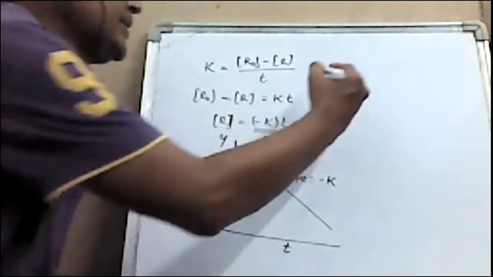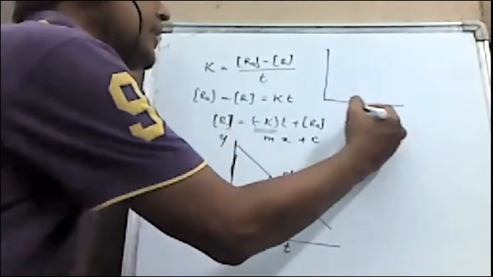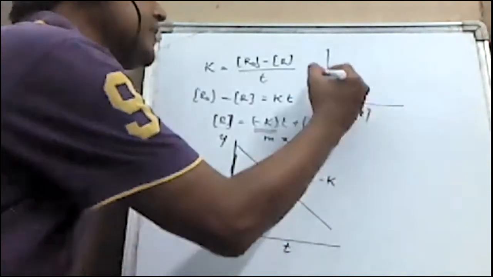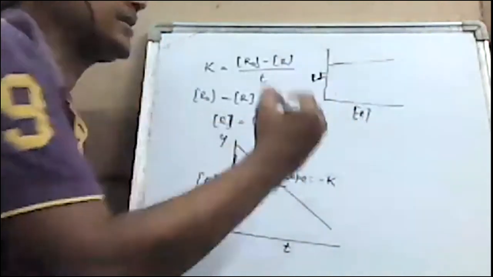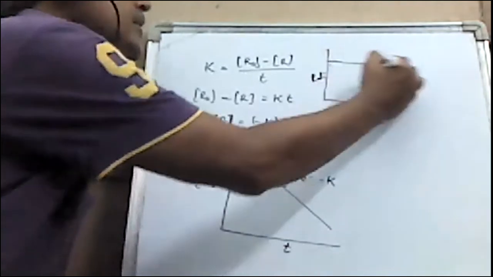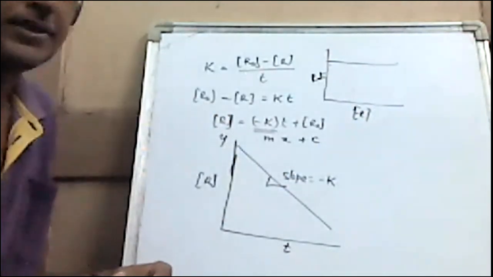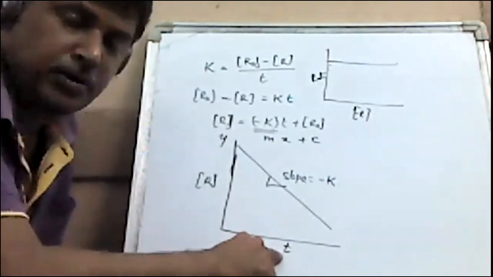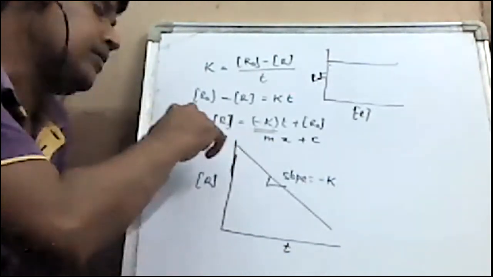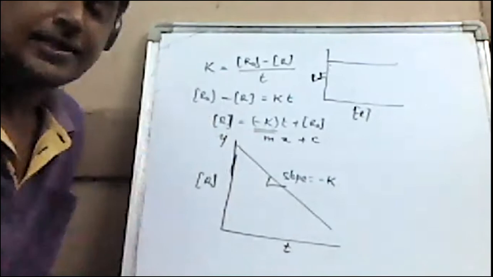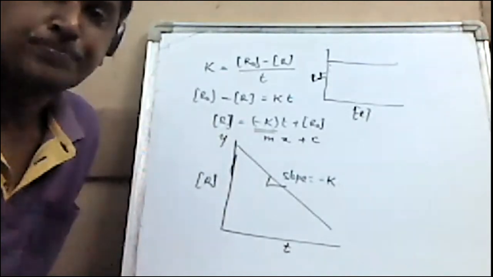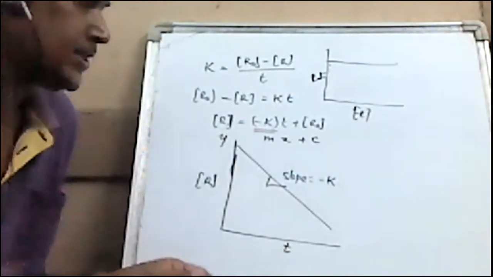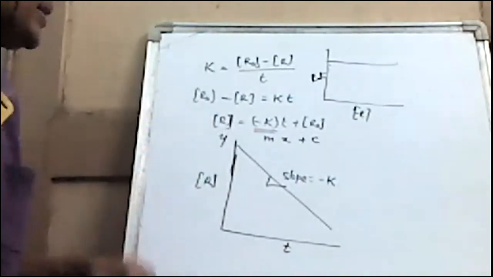So one plot is rate versus concentration of reactants, which is parallel to the x-axis. Another plot for a zero order reaction is concentration of reactants versus time, with a negative slope and y-intercept. This is the second plot for zero order reaction.